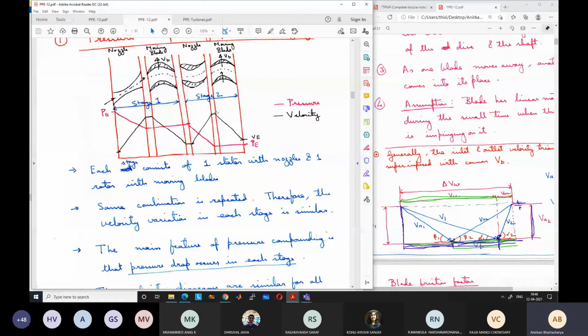So you can say that rotor blade inlet velocity is v1, rotor blade outlet velocity is v2, nozzle inlet velocity is v2, nozzle outlet velocity is v1. So in the nozzle, flow is accelerated from v2 to v1 velocity. The velocity variation in each stage is similar.